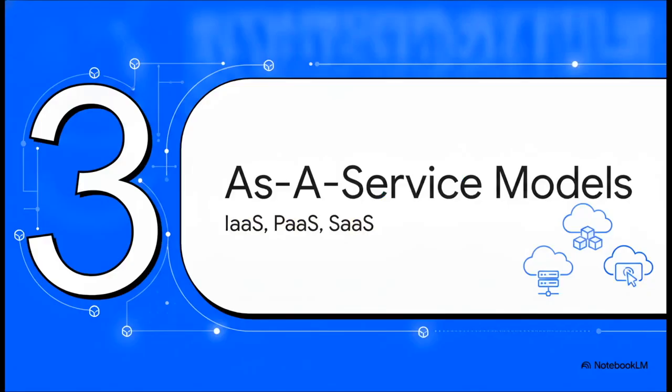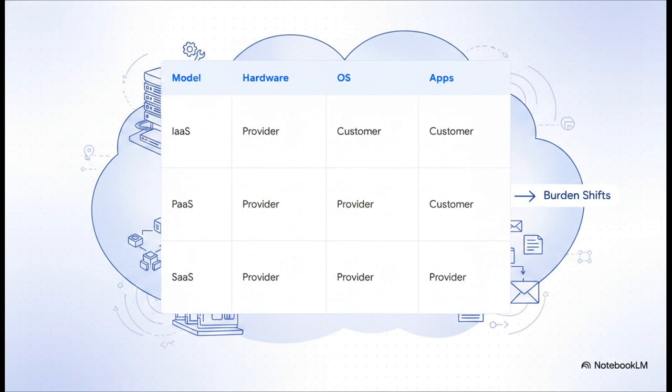Okay, Section 3, the as-a-service models. Now, this is where it gets really interesting. We categorize the delivery methods of these cloud deployments using what we call a shared responsibility matrix. It's basically a sliding scale where the burden shifts depending on the specific model. First up, with infrastructure as a service, or IaaS, you're simply renting the bare-bones hardware from the provider, but you still manage the rest, including your operating system.